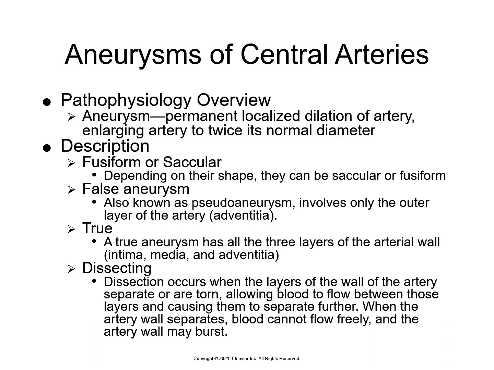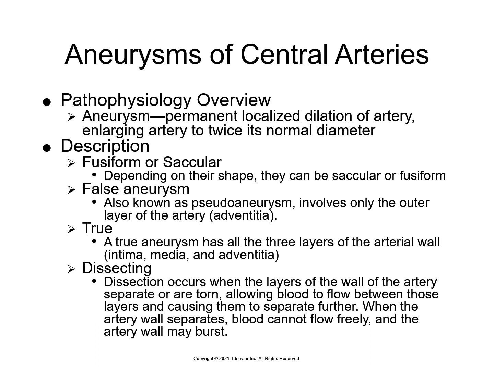And I have given you descriptions here of what kind of aneurysms can form. The fusiform or saccular type of aneurysm depends on their shape. They can be like a sac or fusiform. They can be a false aneurysm, that's called a pseudoaneurysm, and it involves only the outer layer of the artery. A true aneurysm has all three layers of the arterial wall. That includes the intima, the media, and the adventitia.